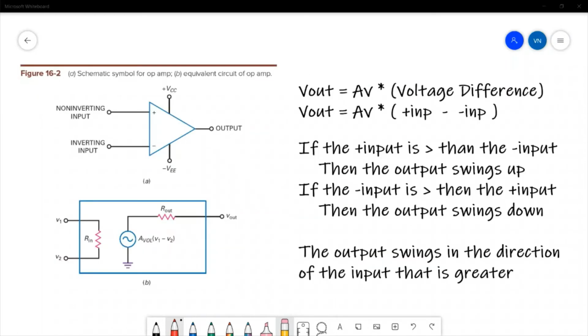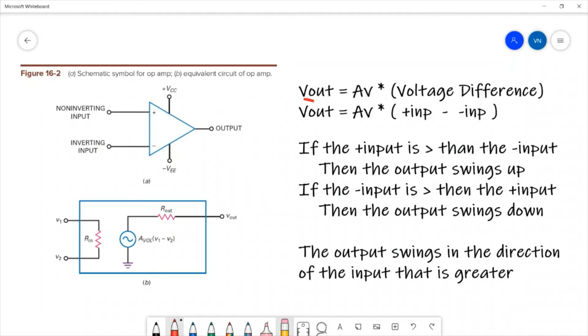Using the characteristics of an op-amp, we can come up with a couple of simple rules for analysis. Remember that the output of the differential amplifier is going to be some multiple of the voltage difference between the inputs. So it amplifies the difference between these two inputs by 100,000. We can say that V out is equal to AV times the positive input minus the negative input. That is the difference between the two voltages.